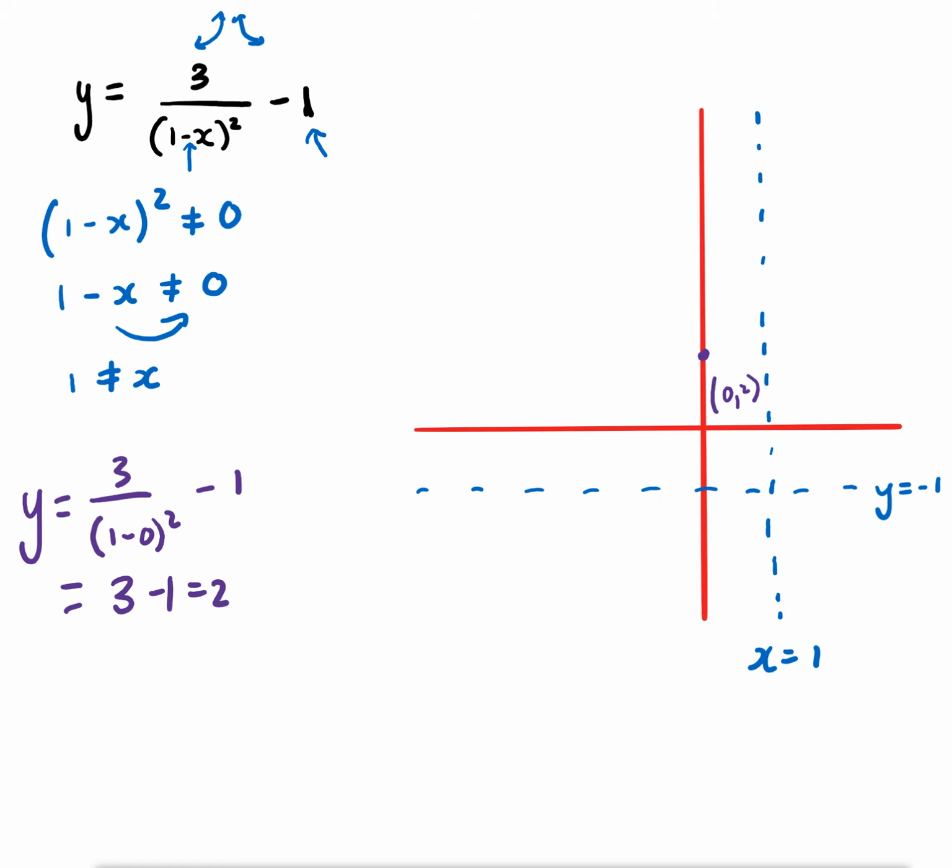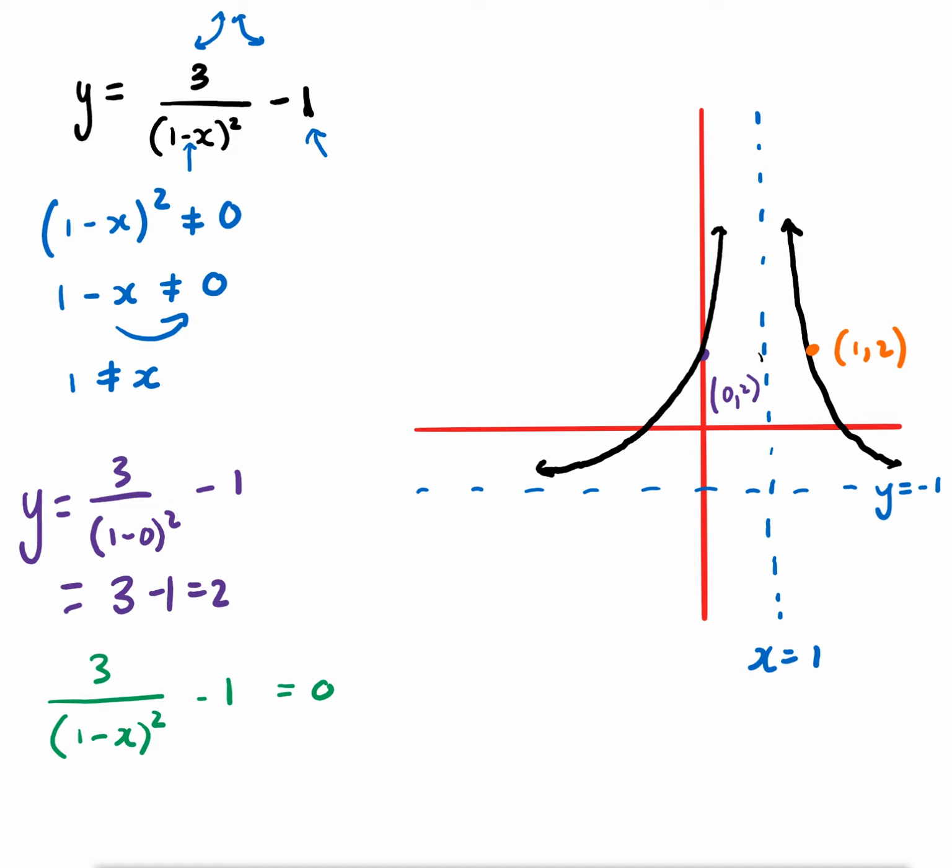Now to sketch my shape. Looks something like that. And it needs to be reflected on the other side. So in order to show the shape, I know that this 0 is 1 unit away, so I'll go 1 unit in the opposite direction, and I'll say that that's 1, 2. I'm still missing these critical points, and I can find those by letting y equal 0. So 3 over 1 minus x squared minus 1 equals 0.